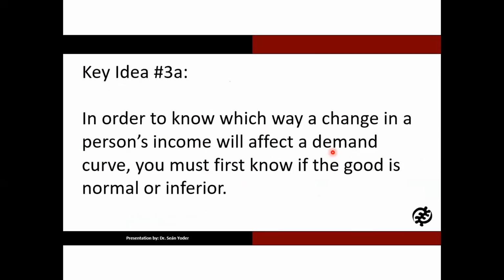So in order to know which way a change in income is going to affect something, you have to know whether the good is normal or inferior. Now, for those of you in macro, remember, income is not just a person. It's also GDP of a country. And so if you're looking at a chain, some product, and you're looking at something like exports or imports, you have to look at the GDP of the country. But first, you need to know if the good is normal or inferior that you're analyzing.